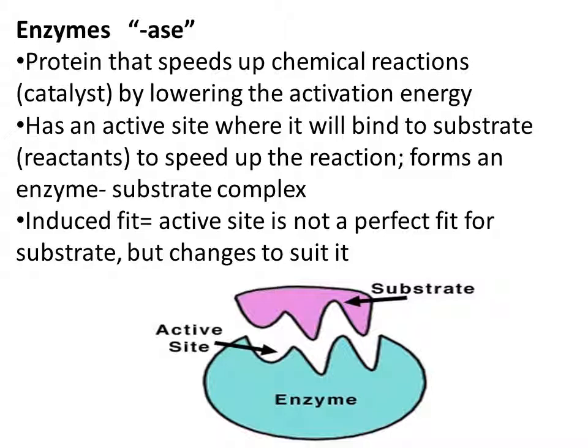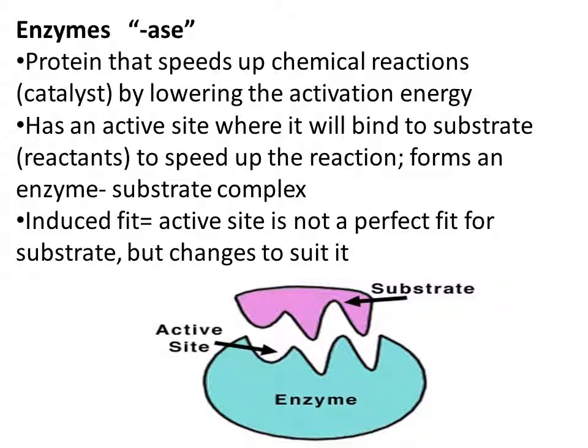Now, the way enzymes work is they have this area on the molecule called an active site, which you can see here with the arrow pointing to it. And this is the site where the reaction happens. So this thing called a substrate, or the reactants for your chemical reaction, will bind here, and the reaction will occur at this particular site. And when they're together, they form an enzyme substrate complex.